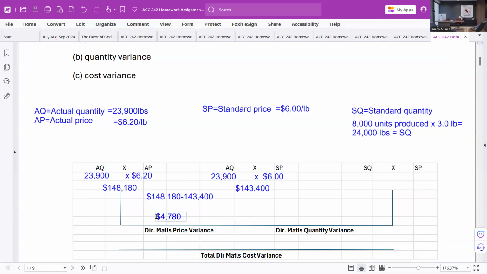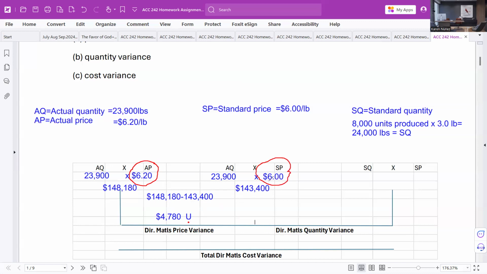$4,780. And for every variance, we need to be able to identify it as being favorable or unfavorable. Well, this is a positive number. Positive numbers are going to be unfavorable. And you can identify that as being unfavorable because of the price. The actual price of $6.20 is more than the standard price of $6, right? That's why that variance is unfavorable, right?